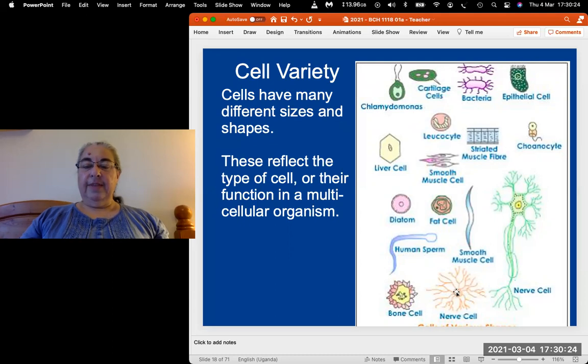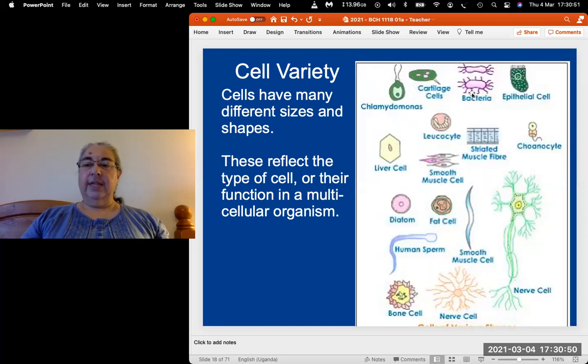Here is another type of nerve cell. This is the sort of nerve cell we might find in the peripheral nervous system, whereas this is the sort we might find in the brain. So a more round structure, but again making contacts with lots of other cells. Here's a human sperm cell, a very specialized cell again.